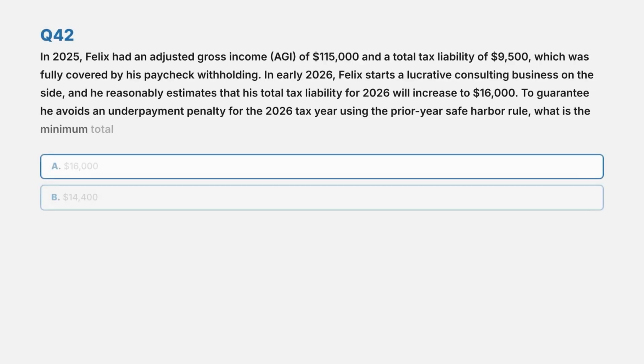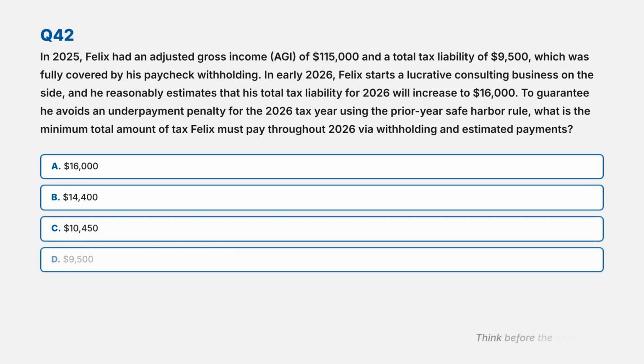Question 42. Here's the scenario. In 2025, Felix had an adjusted gross income AGI of $115,000 and a total tax liability of $9,500, which was fully covered by his paycheck withholding. In early 2026, Felix starts a lucrative consulting business on the side and he reasonably estimates that his total tax liability for 2026 will increase to $16,000.